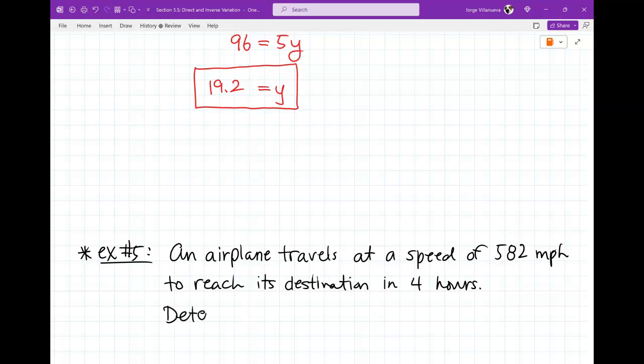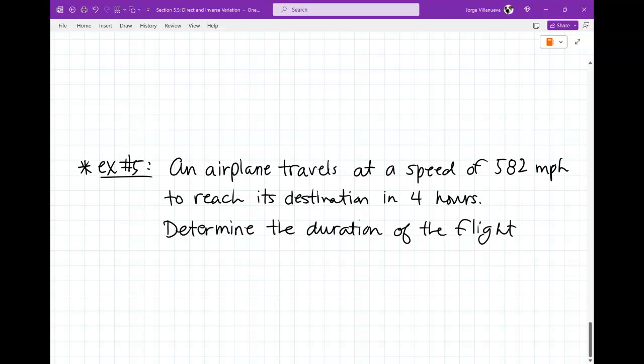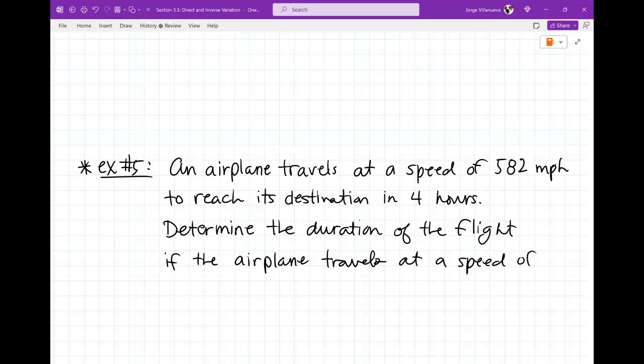Determine the duration of the flight if the airplane travels at a speed of 388 miles per hour.